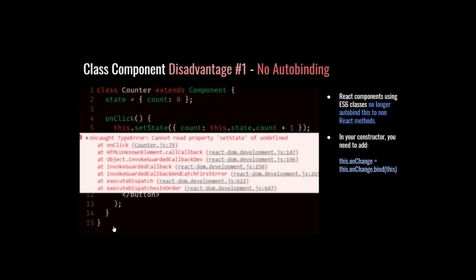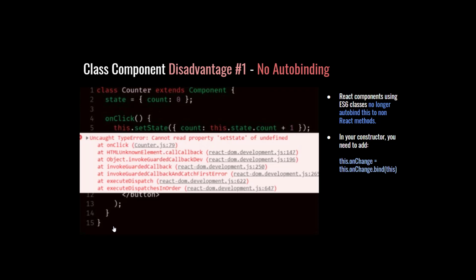So React components using ES6 classes no longer auto bind the keyword this to non-React methods. So you have to do this weird kind of, instead of auto binding, you need to take that extra step inside the constructor, right? And you need to do this.bind and bind those functions up.